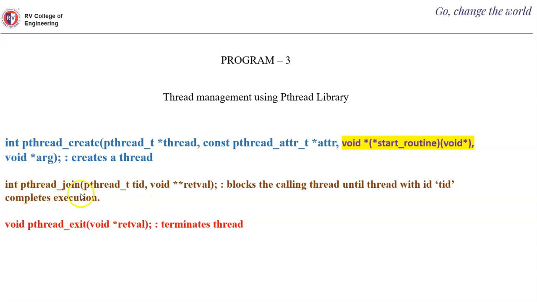Then we have the pthread_join function. The pthread_join function blocks the calling thread until the thread given as the first argument completes its execution, and the second argument is the return value from the completed thread. Similarly, it returns 0 on success, -1 on failure.